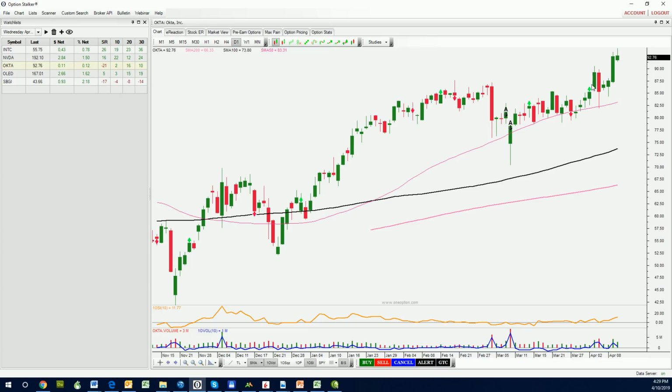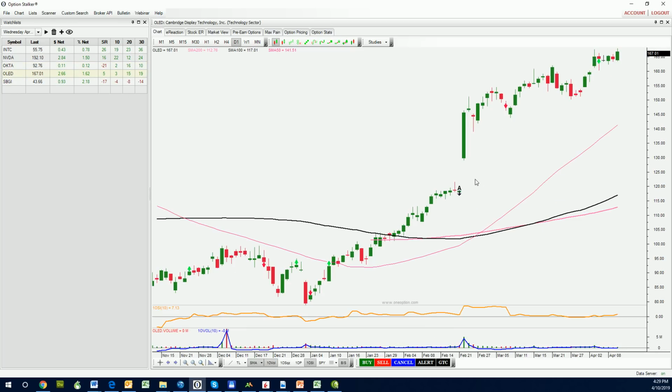Love this horizontal breakout. Love the relative strength. Love the volume. Above the 50-day, 100-day, 200-day. Everything looks really good with this pick. That was a solid one.